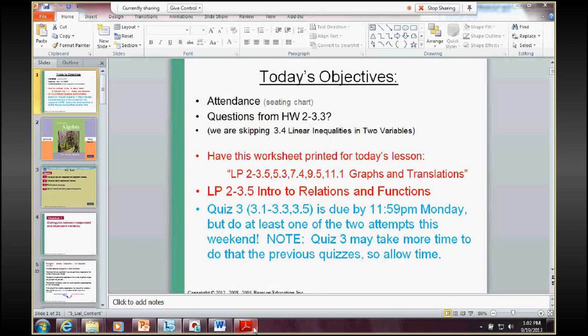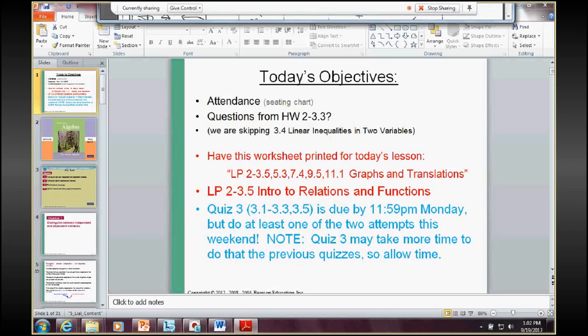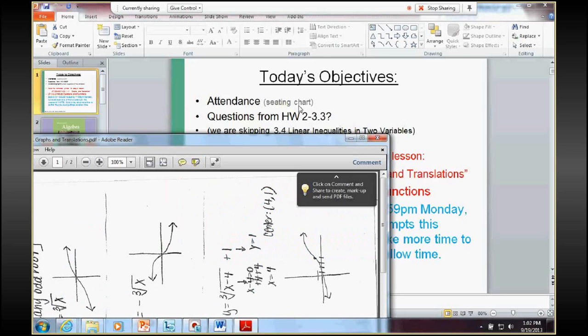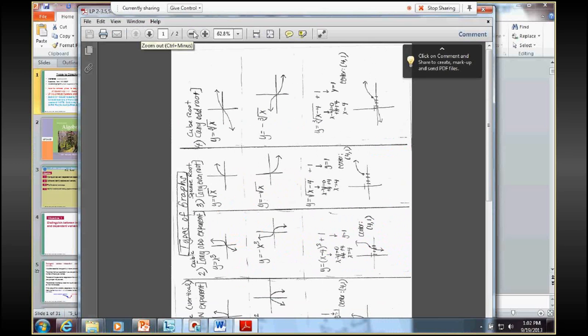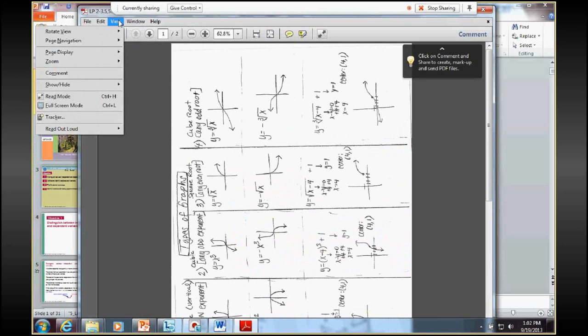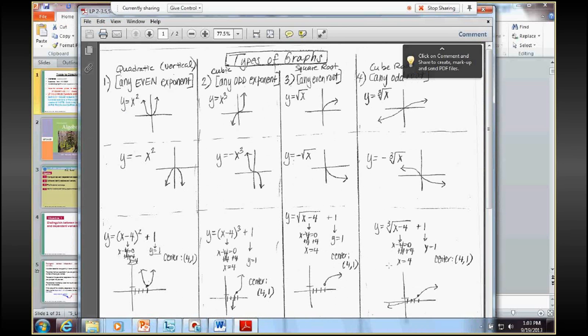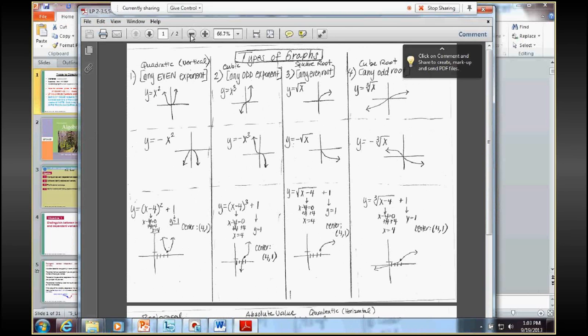And I have this worksheet. Oh, let me bring it down here. And it has a whole bunch of graphs on it, although I don't know how to rotate this view. Let me rotate. Oh, rotate. There we go. Okay, so we have this worksheet, and we're going to be going over it.